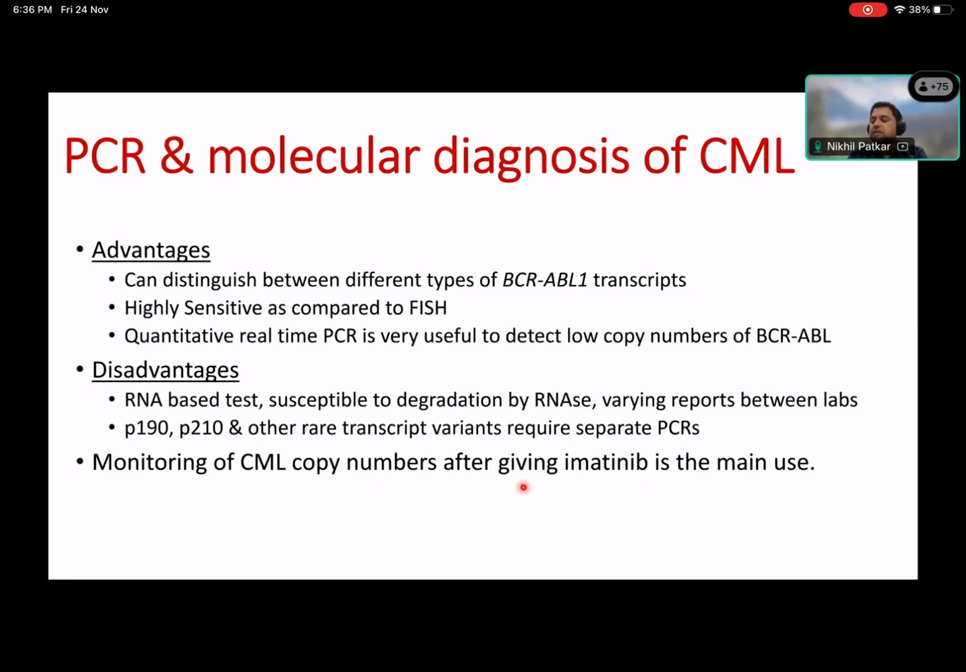The disadvantage is that this is an RNA-based test, and this is a test that is susceptible to RNA degradation, and this can lead to varying reports between the labs unless the test is standardized very properly. And all these tests, for example, P190 kilodalton CML transcript is there, P210 transcript is there, all of them require different PCRs and different real-time PCRs. And the main use of PCR in CML is actually monitoring the copy numbers of disease after giving imatinib.